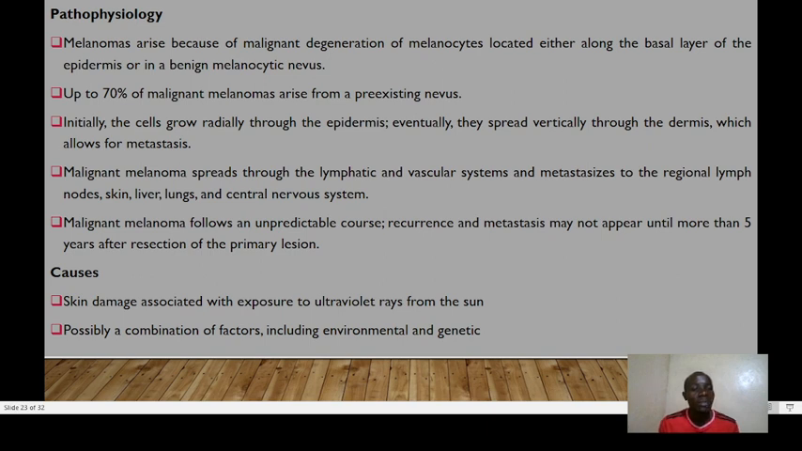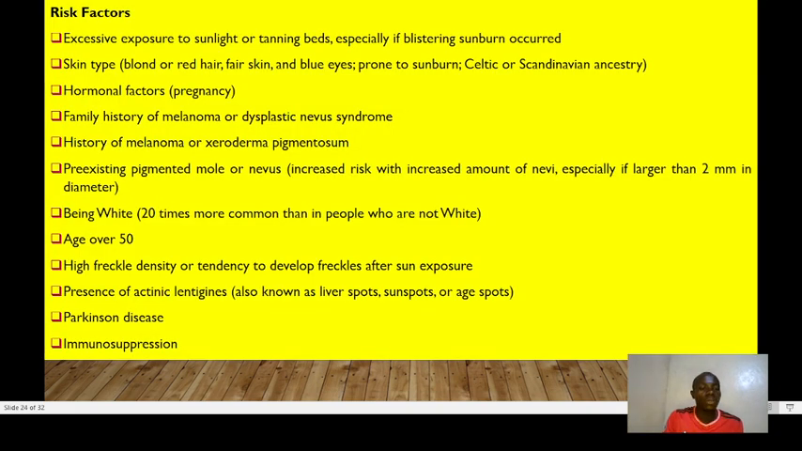So malignant melanomas spread through the lymphatic and the vascular systems and metastasize to the regional lymph nodes, skin, liver, lungs, and central nervous system. Malignant melanomas follow an unpredictable course, recurrence, and metastasis, and may not appear until more than 5 years after resection of the primary lesions. Causes could be skin damage associated with the exposure to ultraviolet rays from the sun. Possibly a combination of factors including environmental and genetic could be the cause.